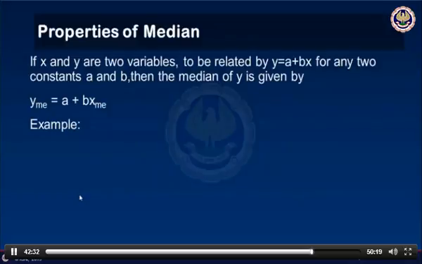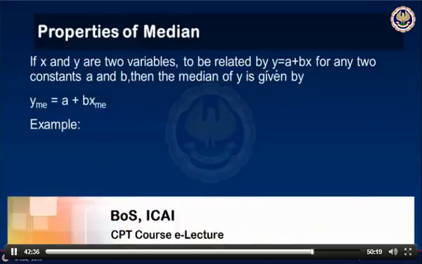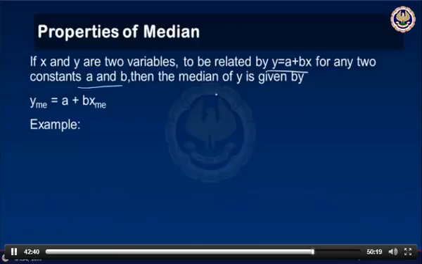If x and y are two variables to be related, y equal to a plus bx for any two constants a and b, then the median of y is given by y median equal to a plus b times x median.